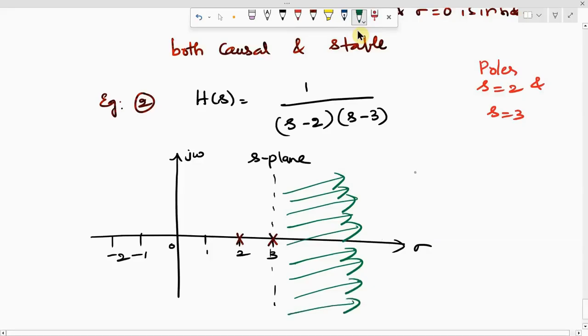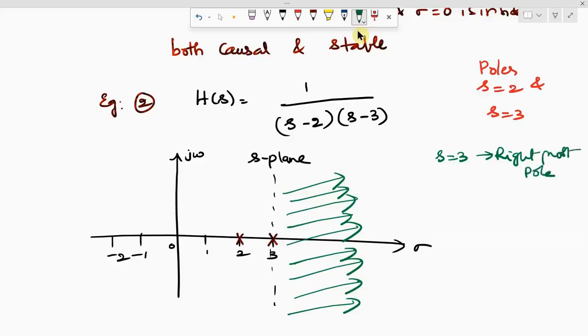Now tell me, among these s equal to 2 and s equal to 3 poles, which one is the rightmost pole? 3, sir. So s equal to 3 is the rightmost pole. And is the ROC satisfying the condition for causality? Yes, sir. Now this region becomes the ROC. Now, does this ROC include the imaginary axis? No, sir. That means this transfer function, if its ROC is like this, then tell me now, what is the conclusion from this?